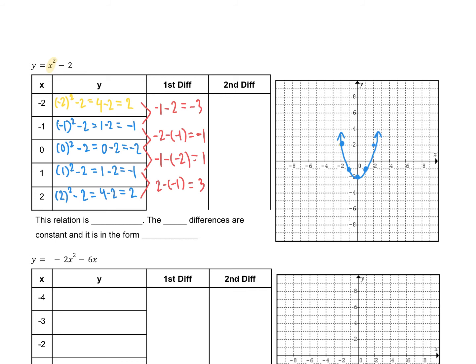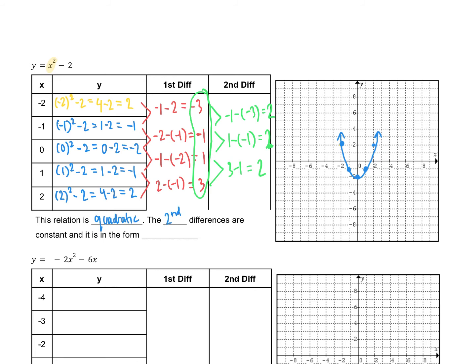And all we're going to do, we're going to use these new values and we're going to pair them up. So I'm going to do 3 subtract 1, and I get 2. I do 1 subtract -1, I get 2. And -1 subtract -3, and I get 2 again. So when the second differences are constant, you get a quadratic relation. So this relation is quadratic.